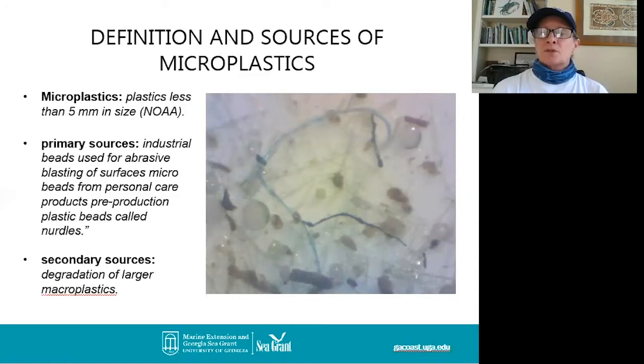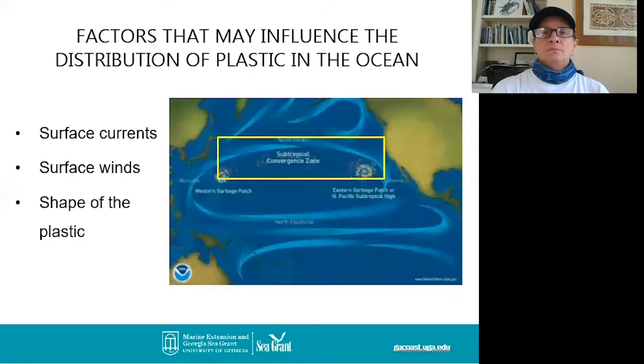Primary sources can be from industrial abrasives, they can be from microbeads and personal care products, and they can be the pre-production plastic beads or pellets called nurdles. When we think about secondary sources of microplastics, these are the result of physical, chemical, and biological degradation of the larger macroplastics in the environment, discussed earlier in Module 1.